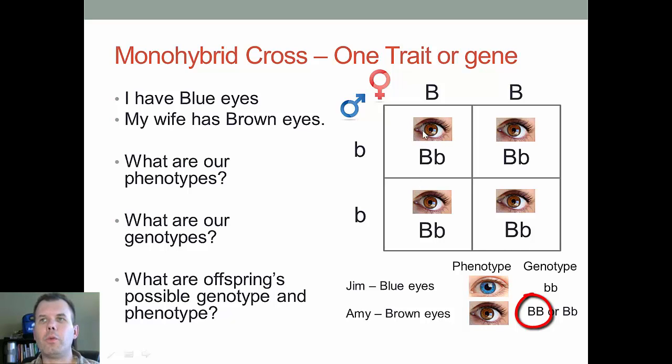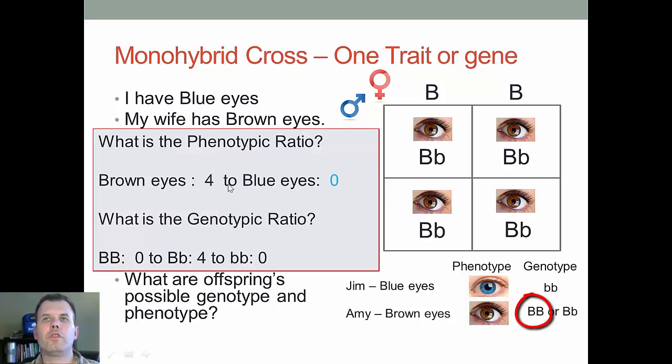Well, the phenotype, what do they look like? They're all going to have brown eyes. And what is their genotype? They're all going to have one big B from my wife, and they're all going to have one little b from me. So their genotypes are all going to be big B, little b, and their phenotype is going to be brown eyes. So the phenotypic ratio is brown eyes 4 to blue eyes 0.